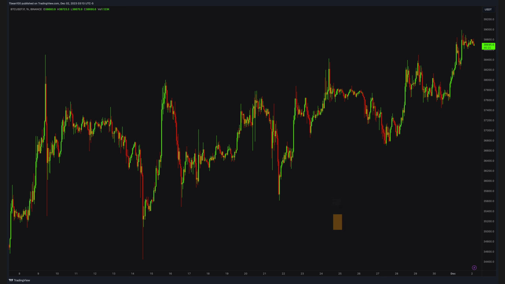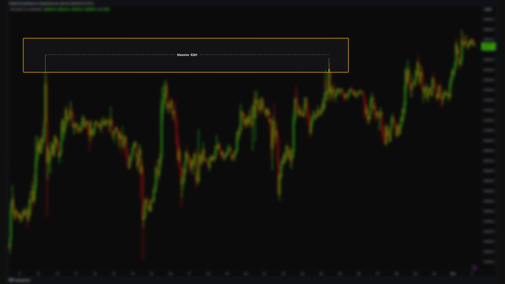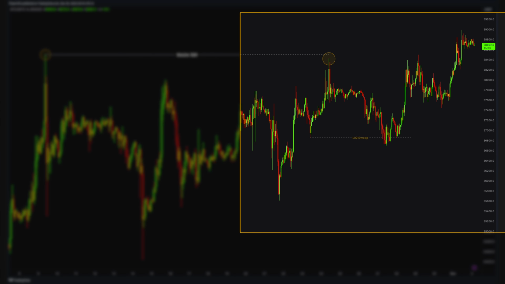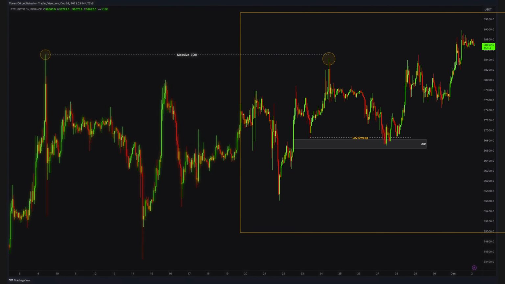First of all, at the beginning of the week, all of us noticed these giant equal highs at the top. And sooner or later, we knew that we were going to take that out. I want you to notice this area with liquidity sweep and the imbalance fill. Let's take a closer look in the area.